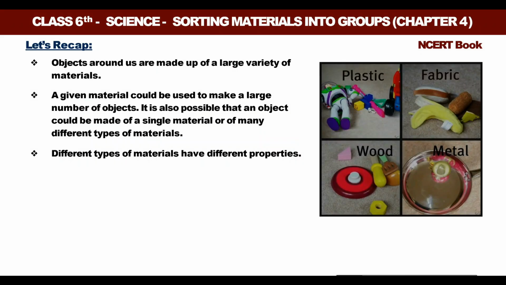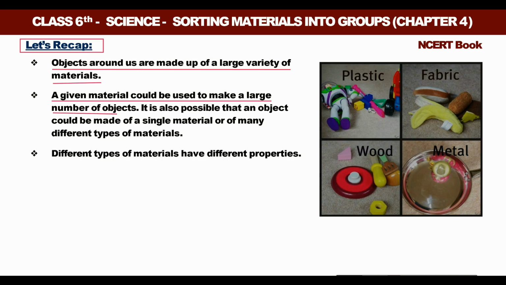Let's recap this chapter, and recapping this means I am taking a small briefing of this chapter, what we have done. Here, objects around us are made up of a large variety of materials. बहुत सारे variety of materials के बने हुए हैं। Like food, हमारे इंडिया में बहुत वैरायटी के हैं। Clothing, fabrics are varieties. The similar objects having a large variety. A given material could be used to make a large number of objects.